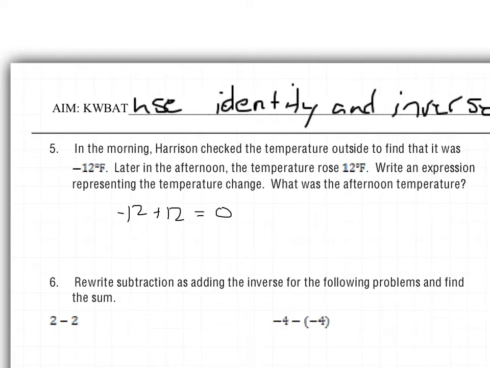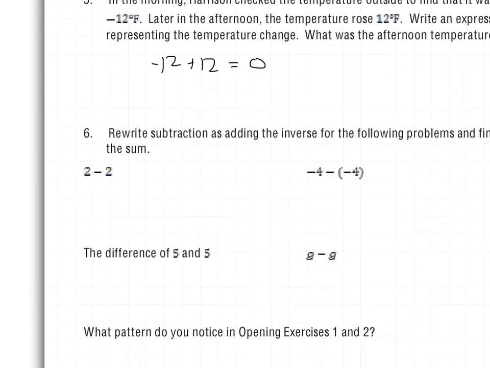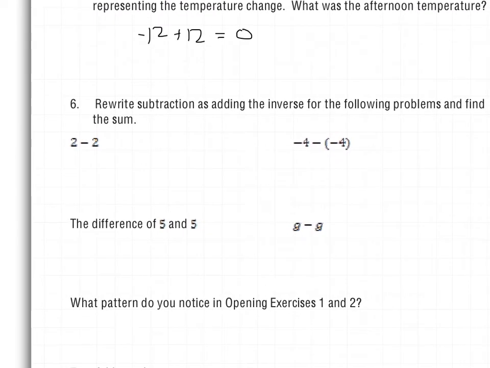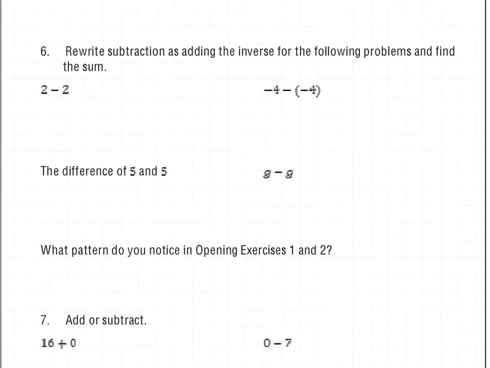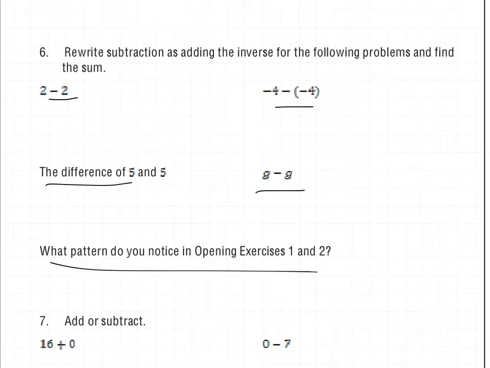All right, let's go ahead and rewrite each subtraction as adding the opposite. And then find the sum. So looking at each of these problems down here, go ahead and do this on your own. Rewrite each of these subtractions as adding the opposite, and then go ahead and give me the sum.